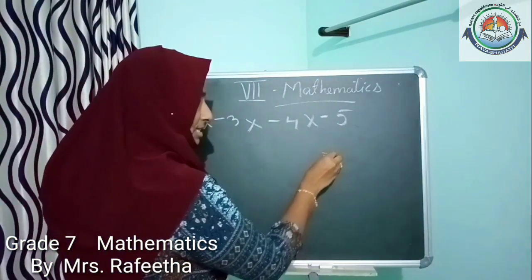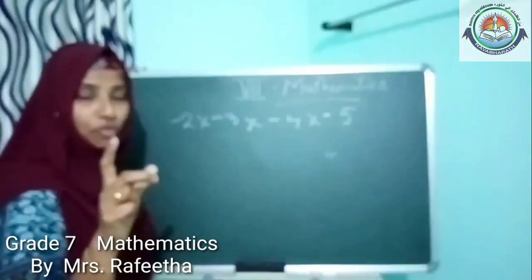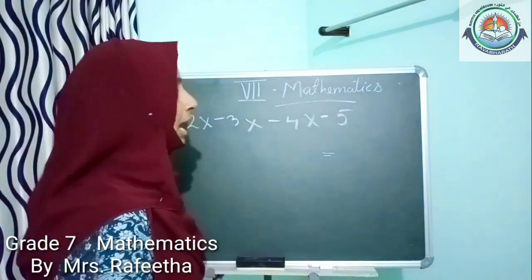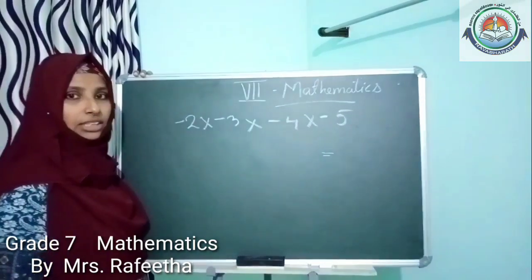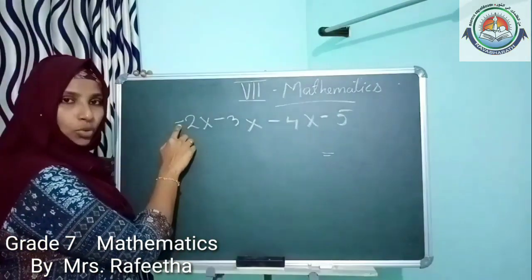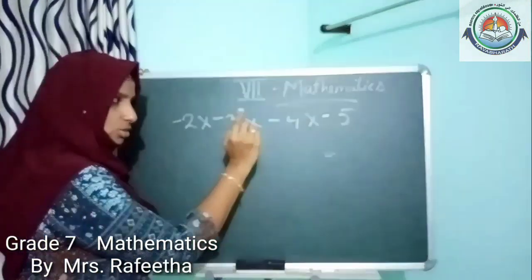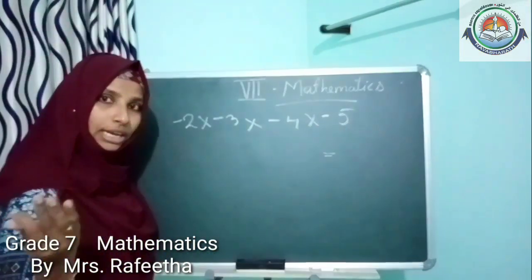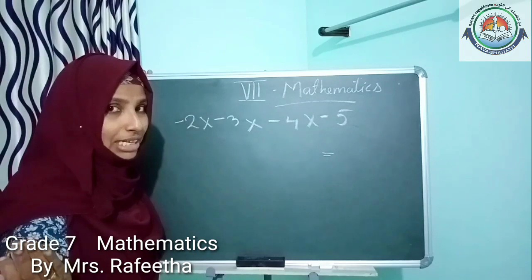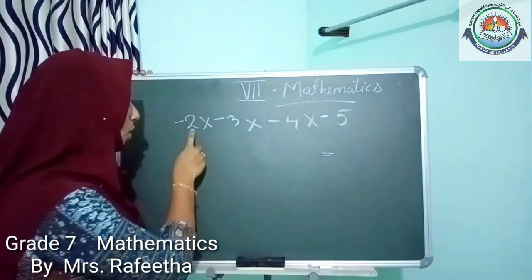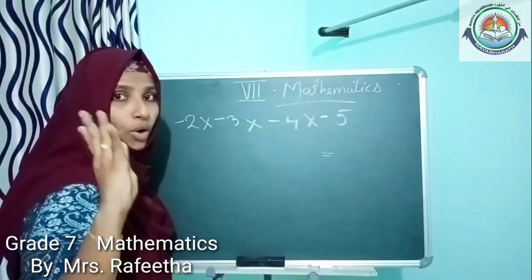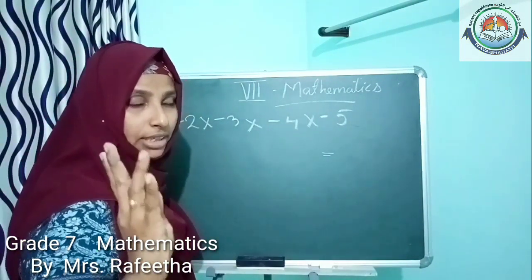It depends on the number of negative integers we are going to multiply. How many negative integers are there here? Here 2 is negative, 3 is also negative, 4 is also negative, and 5 is also negative. So in total how many negative numbers are there here? 1, 2, 3, 4. So a total of 4 negative numbers are there here.